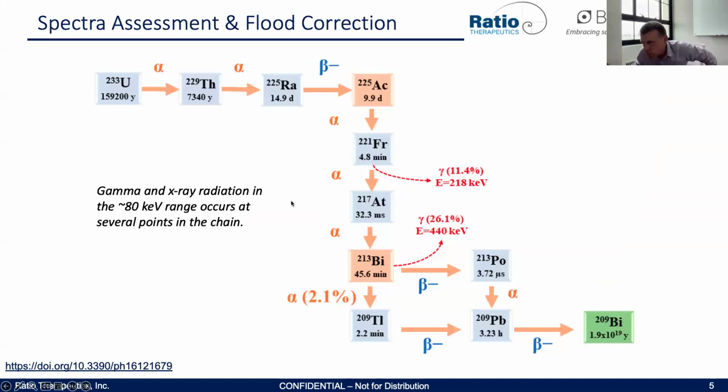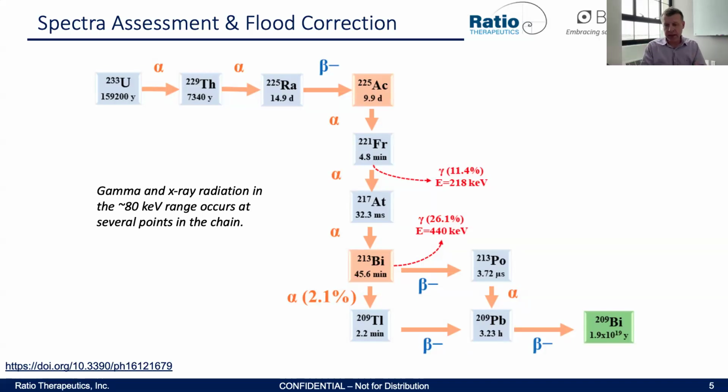So here, just again, a little background reference. I'm assuming most folks, if not all, are quite familiar with this decay chain. But for reference, we'll be looking at the 218 peak from francium and the 440 peak from bismuth, but also, if you're thinking clinically and in humans, that's where we want to look.